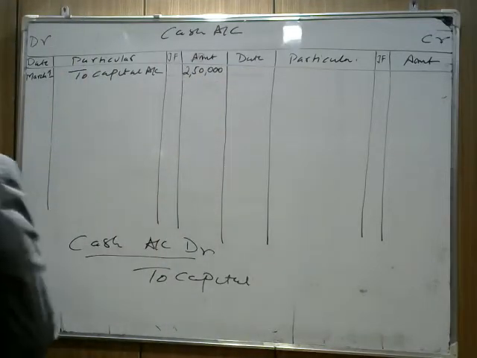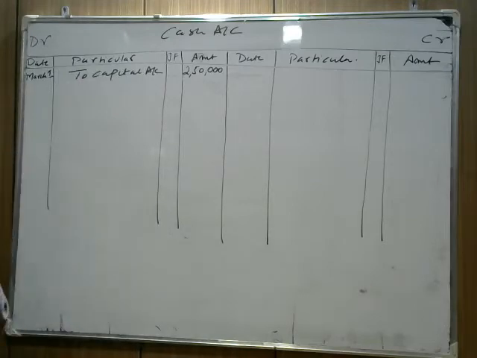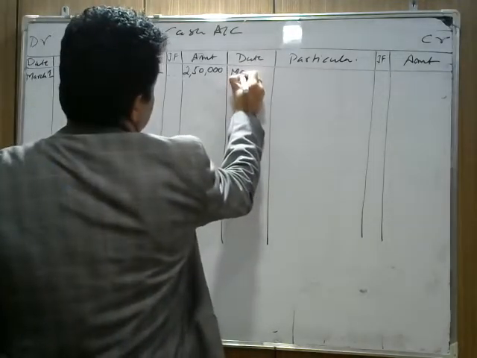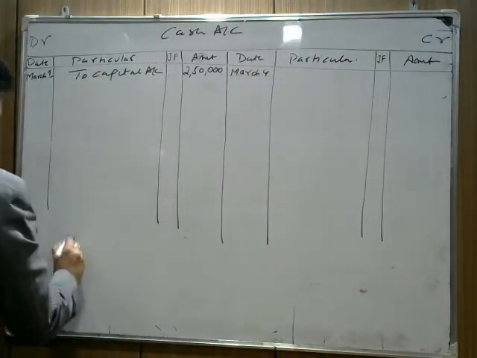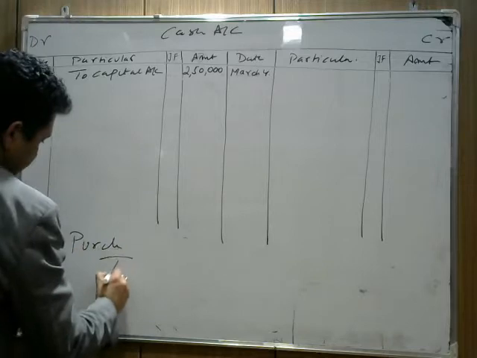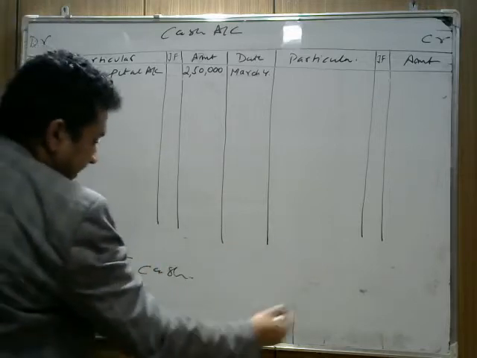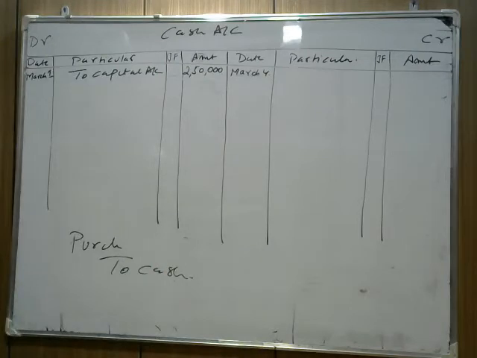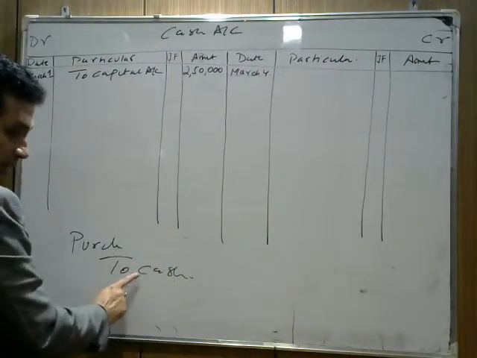Next, on March 4th you purchase, we write the entry: purchase account debit to cash account. हमने goods purchase किए हैं cash में, तो cash will be credited. आपका cash कम होगा because we are purchasing goods. तो हमारा cash कम हो रहा है. So whenever cash decreases it is credited, and that's why "to cash", to means credit side.